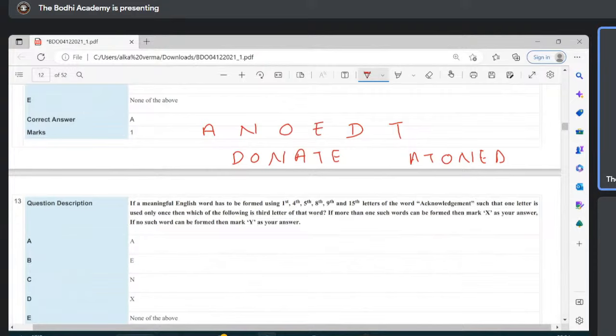atone. Now I know that all of you know the meaning of donate, and all of you must have found out that A, N, O, E, D, T, donate, can be the word. Now what is this atone? In the exam also, one word they will give simple, and one word will be a little bit complex. For that you should be good in your vocab. So atone means to show that you are sorry for doing something wrong. See, now one word is formed, the second word is also formed. As it is saying, if more than one such word can be formed, then mark answer X. So the answer will be X. That is D.